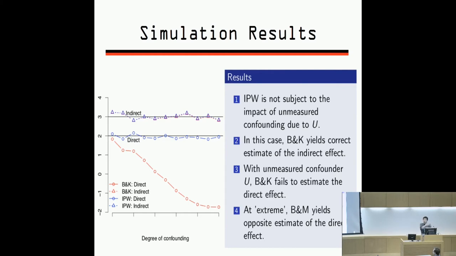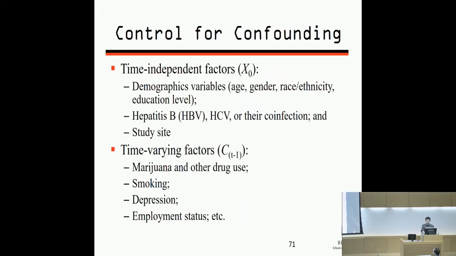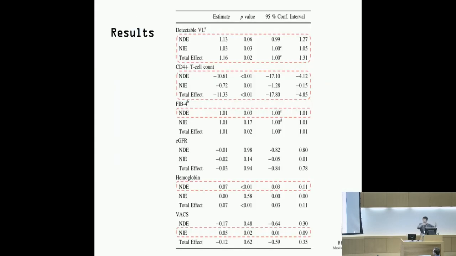So this table just shows an average among all these people, a direct effect and an indirect effect. Of course, the indirect effect only happens among those whose adherence can be changed by alcohol use.